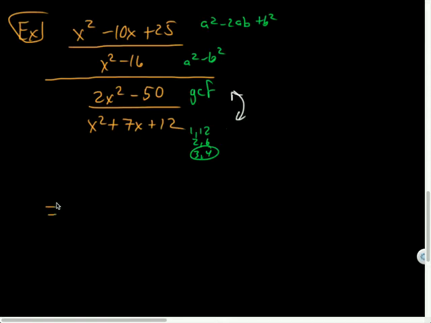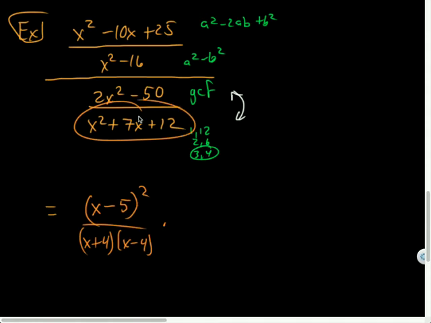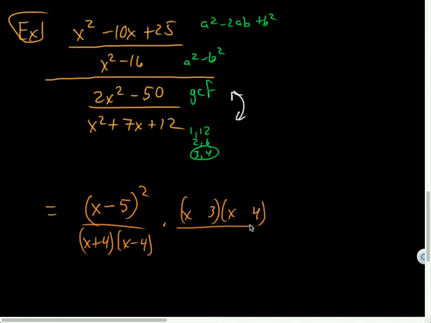So here we go. Up top, that's going to factor to be x minus 5 all squared. Down bottom, that's going to be x plus 4, x minus 4. Multiplied by, now I flipped this one, remember, so this denominator is now in my numerator. So that's going to be x with a 3, x with a 4. And those are going to be plus plus for their signs. We're so good at factoring now.